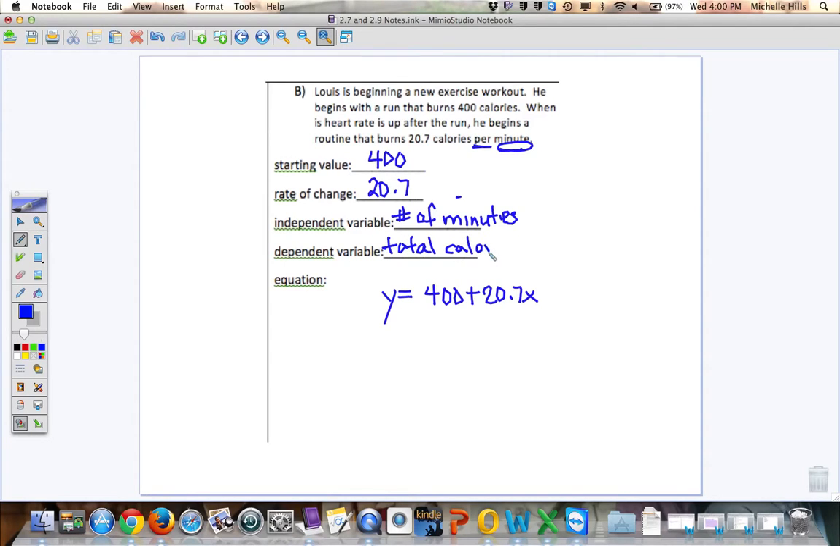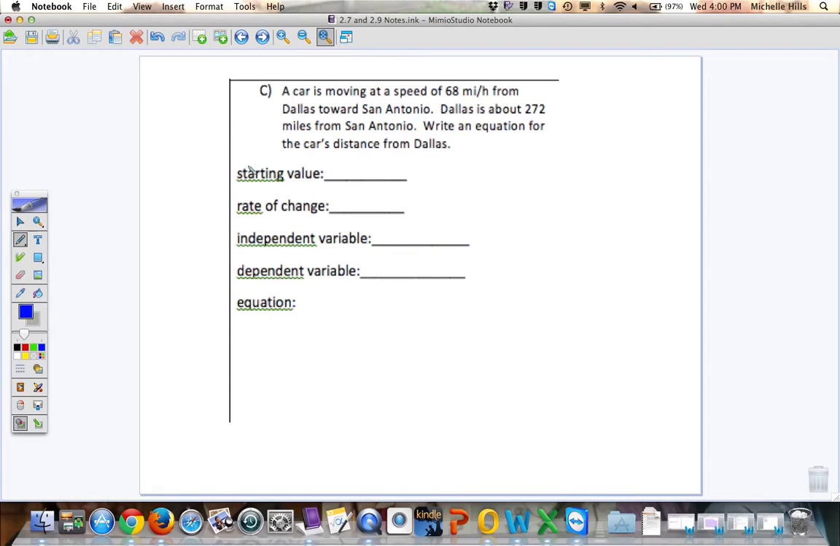Don't just put calories, and up here, don't just put minutes. What are you talking about? And don't just put calories burned, because he burned 400 calories to begin with. He's burning an additional 20.7 calories. Oh, I want the total calories. So those two things combined. And again, that's my x and that's my y. Independent variables x, dependent variables y. You need to read these carefully.